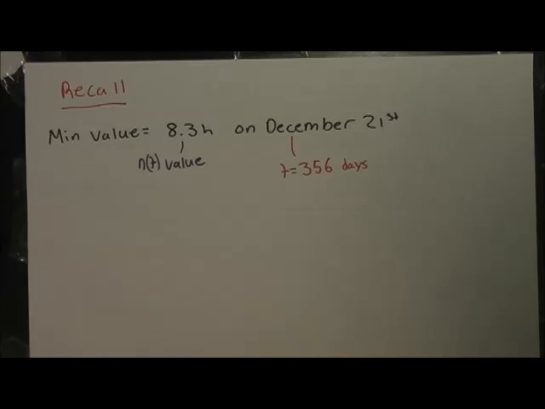Recall that our minimum value for the sinusoidal function occurs on December 21st and is at 8.3 hours. This will be the point that we can sub into our equation in order to solve for a. I know that December 21st falls on the 356th day of the year. Therefore, t is equal to 356, and 8.3 hours will be our n of t value. After subbing these two values into our equation, we now get this new equation.